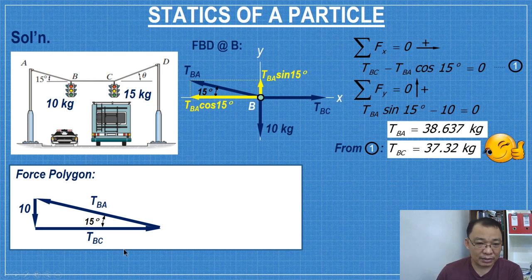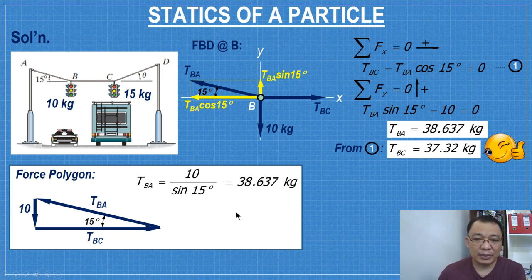Okay, from the triangle shown, you can use trigonometry. Given an angle and the opposite side, you solve for the adjacent side and the hypotenuse. So TBA from the triangle is the opposite over the sine of the angle, the hypotenuse, and it's equal to 38.637. And TBC, tangent, no? Tangent of the angle is opposite over adjacent.